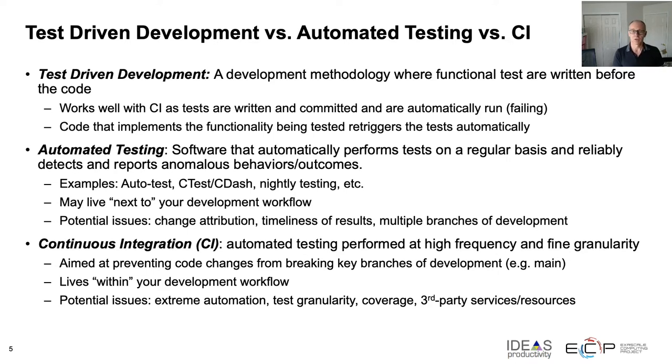Continuous integration, as I've mentioned, you're performing the testing, essentially automated testing, but at a very high frequency and a fine granularity. And the aim is to really prevent any code changes from getting into the code base before those code changes are merged and break the code that's in the code base. The other difference is that continuous integration is part of your development workflow and is very integrated into it.